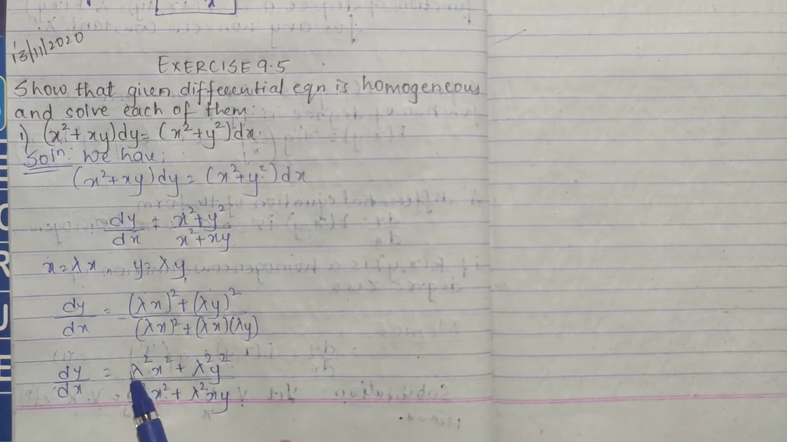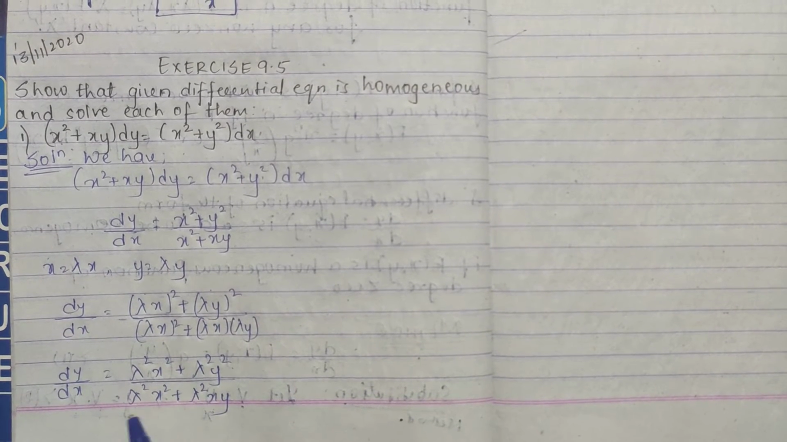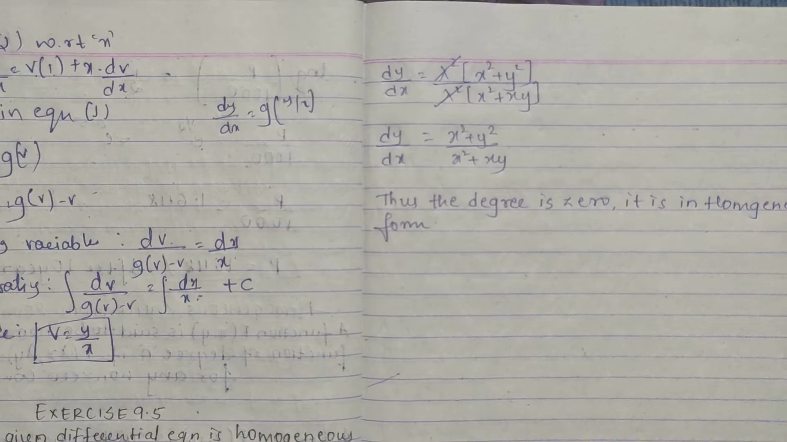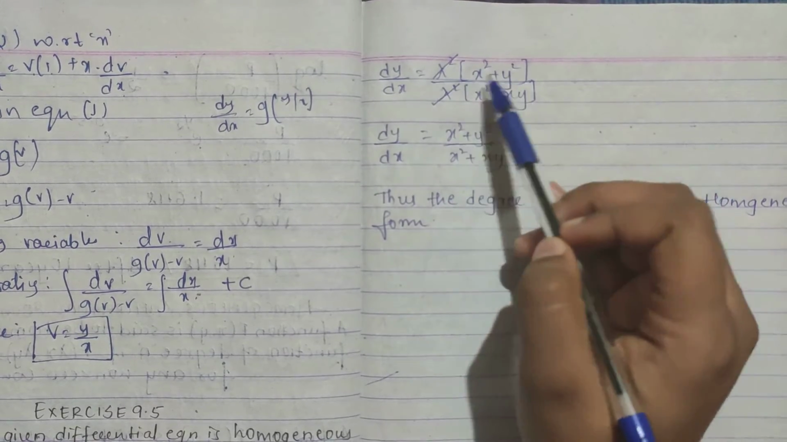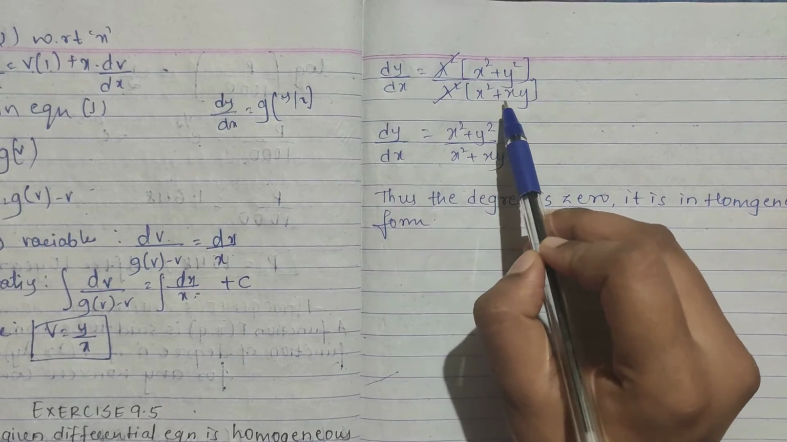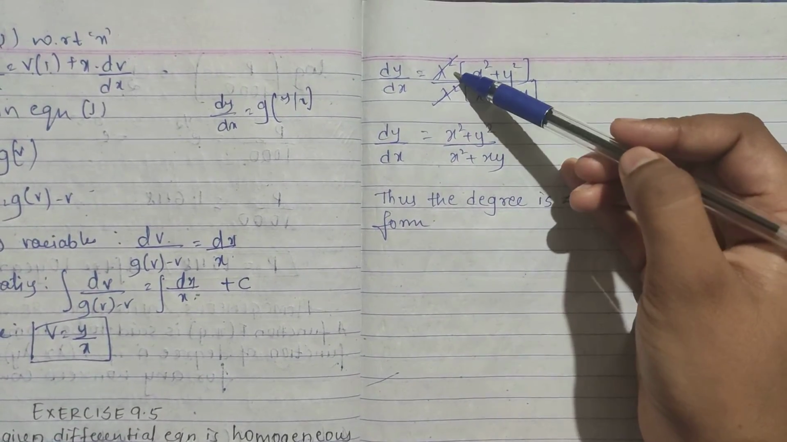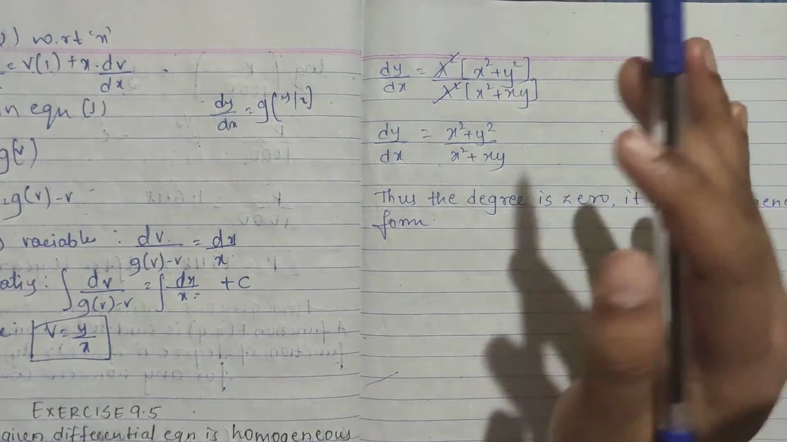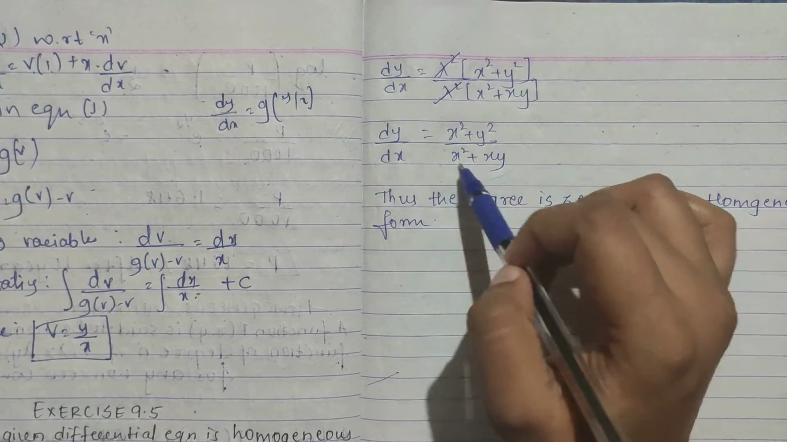See, from your numerator I can take lambda square as common, so take it out. From the denominator I can take lambda square as common, so take it out. So I will be having lambda square, left over is x square plus y square, divided by lambda square, left over is x square plus xy. See here, if lambda value remains, then it is not homogeneous form. If lambda value cuts off, then you can tell it is homogeneous form, because at the end you have to get your actual question.